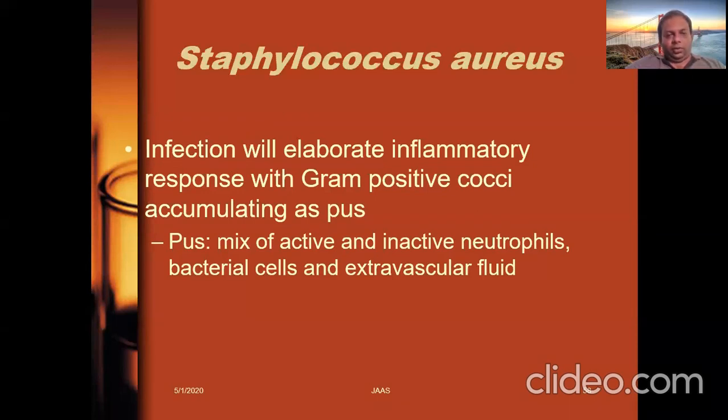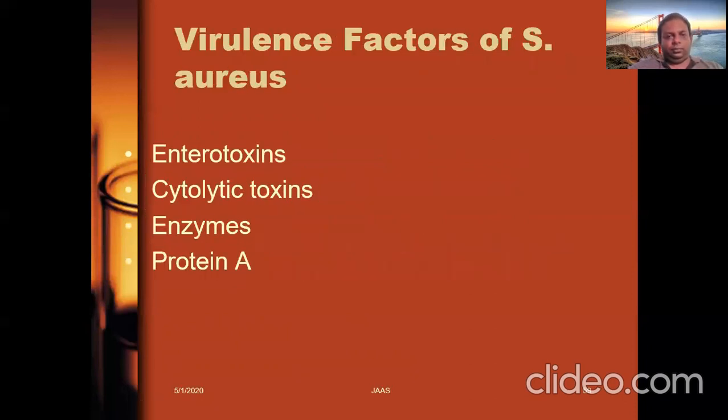So gram-positive cocci accumulate as pus. You can see dead and dying neutrophils there, and the organism also there. So there are virulence factors. As I said earlier, bacteria should adhere and go for colonization. Now the body also acts against those pathogens.